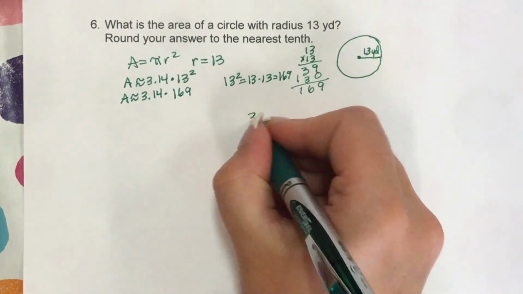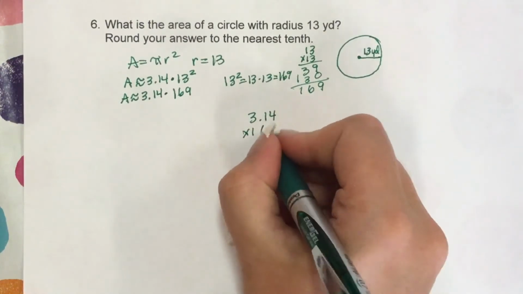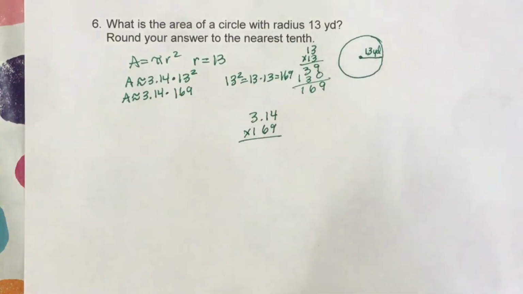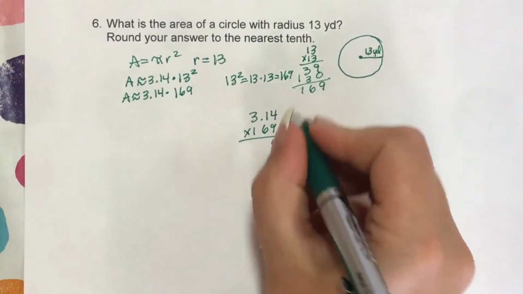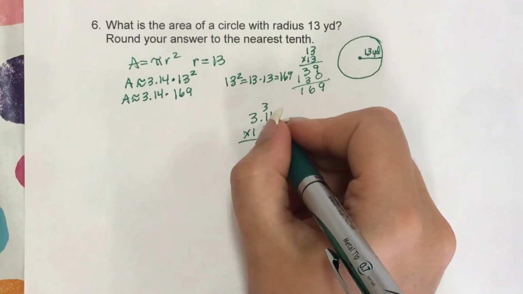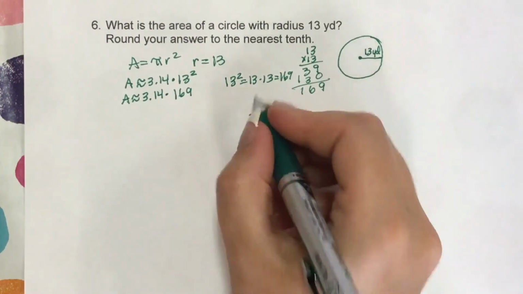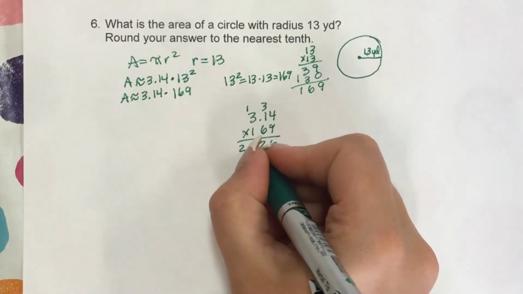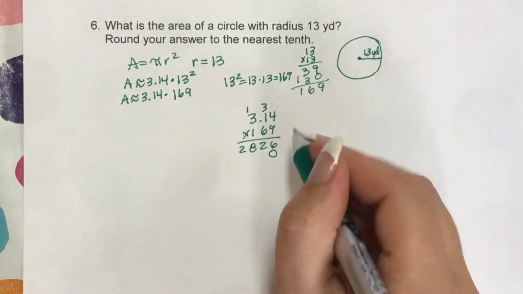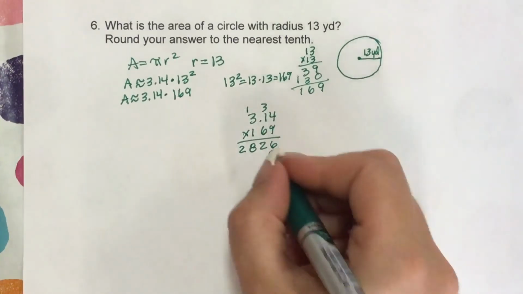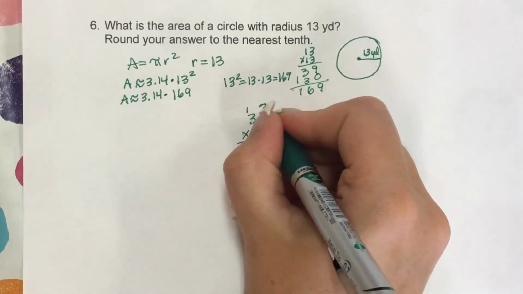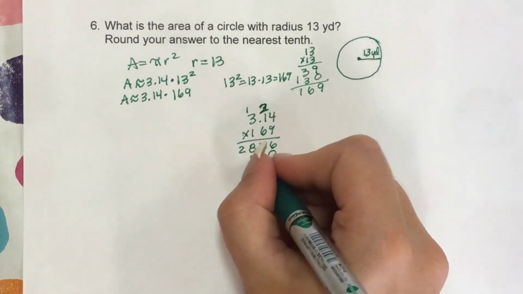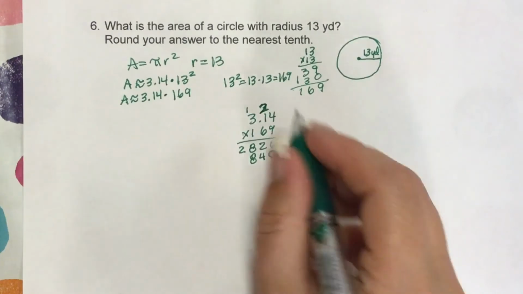Now we just need to do this calculation. So I'm going to say, hey, 3.14 times 169. Okay, and then just go for it. Okay, 9 times 4 is 36. I'm going to write the 6, carry the 3. 9 times 1 is 9, plus 3 is 12. Write the 2, carry the 1. 9 times 3 is 27, plus 1 is 28. Now I'm in the tens place, so I'm going to write a 0. 6 times 4 is 24. I'm going to write the 4 and then carry a 2. 6 times 1 is 6, plus 2 is 8. 6 times 3 is 18.